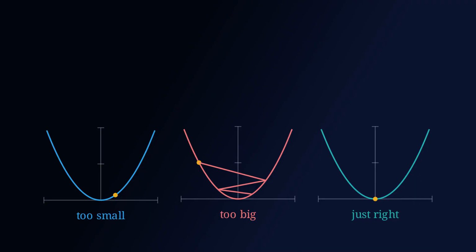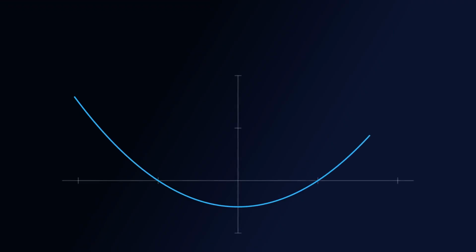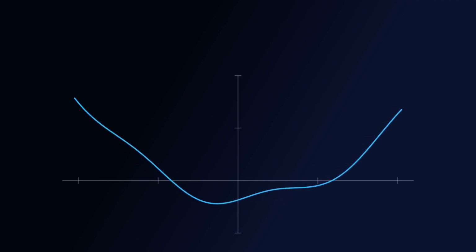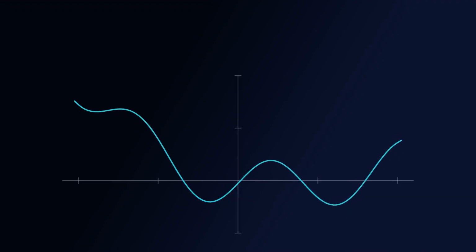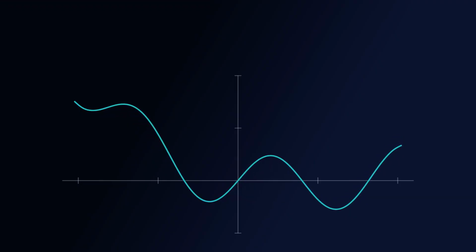So far, every surface we have drawn had a single clean bottom. A parabola, a round bowl, a narrow valley, all with one lowest point. But the loss surfaces of real models are nothing like that. They are wild, rugged landscapes. Such a landscape has many valleys, not just one. There is the deepest valley of all, the global minimum, the very best possible setting. But there are also smaller dips, local minima, valleys that are low but not the lowest.